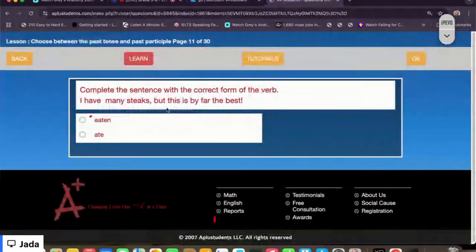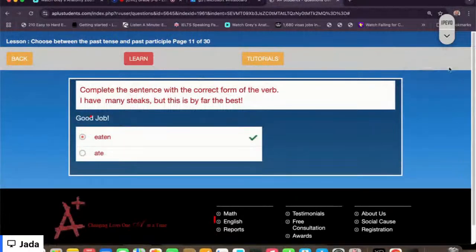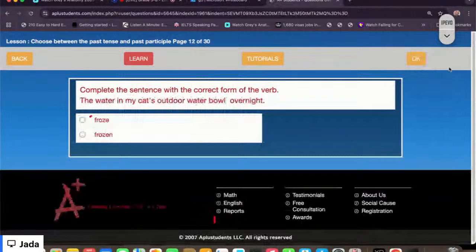I have eaten many steaks, but this is by far the best. The water in my cat's outdoor water bowl dash overnight, froze or frozen?